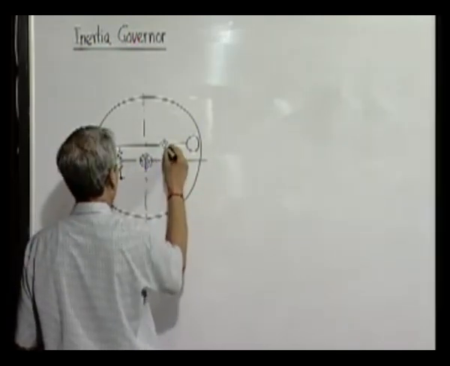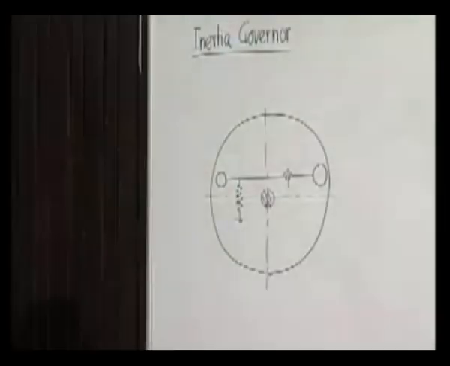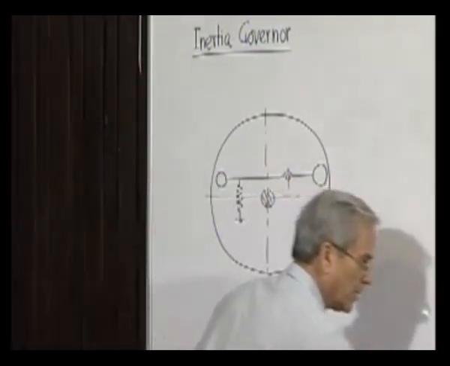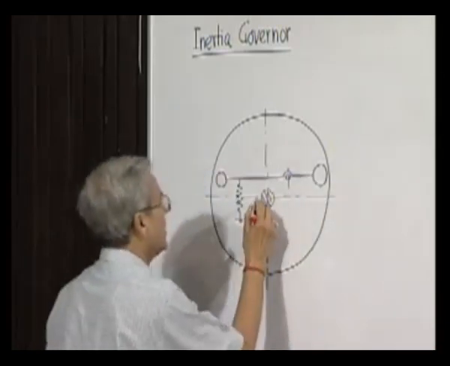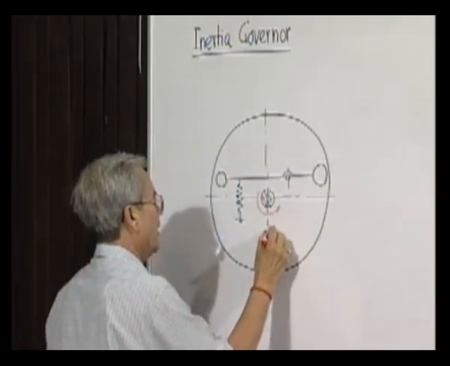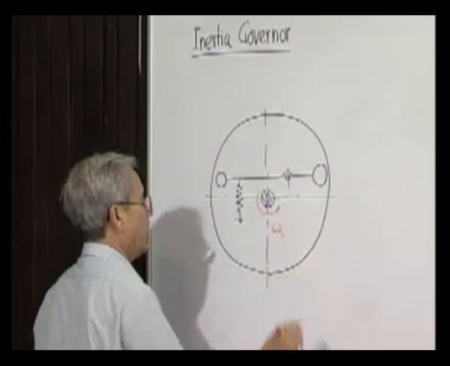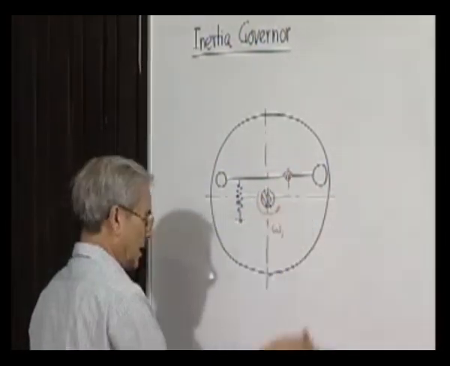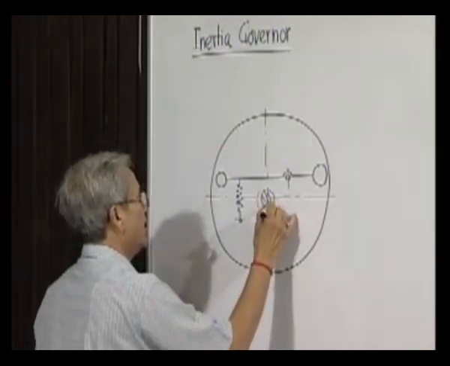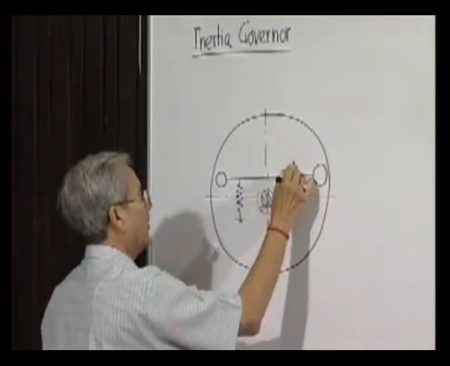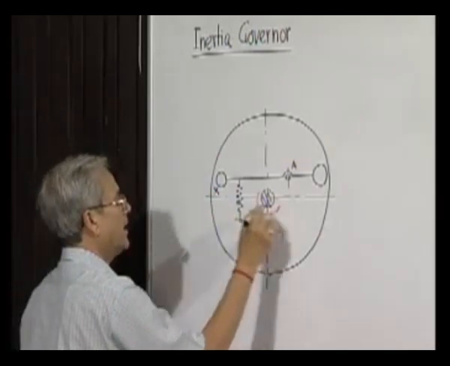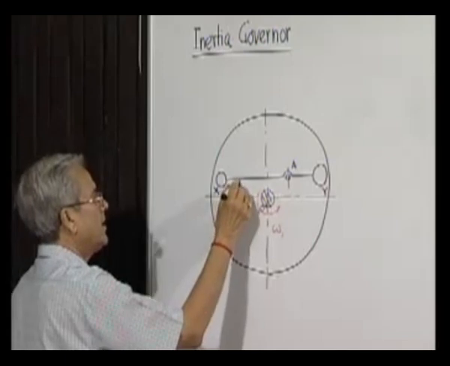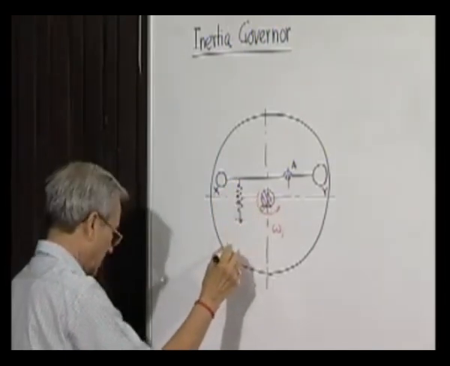So, this is like a disc mounted on the shaft and it is rotating in this direction at speed omega. Now there is a lever hinged at this location, say let us call it A, and there are two masses mx and my at these two ends, and this is again controlled by a spring which is attached to this location here.